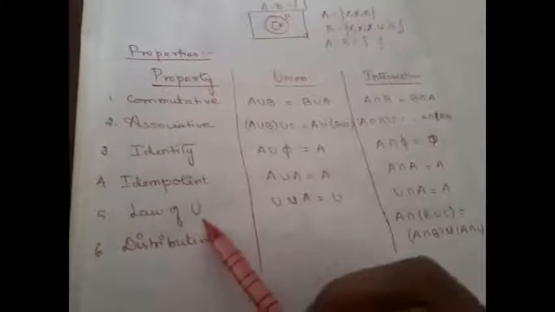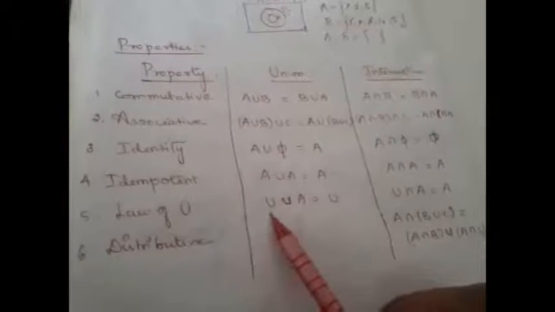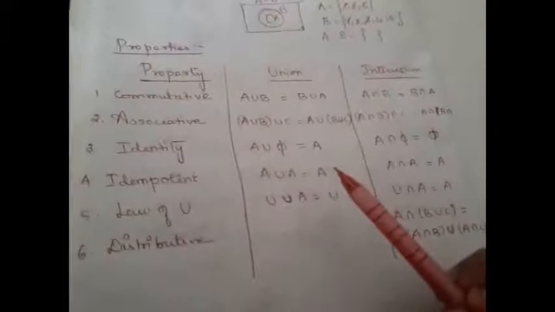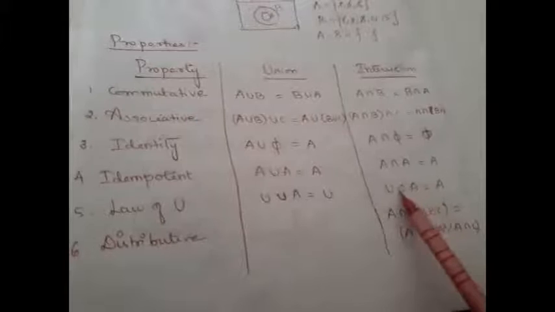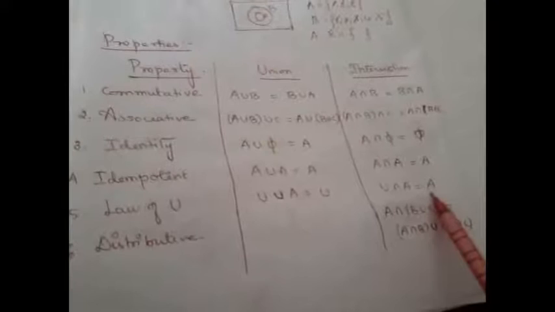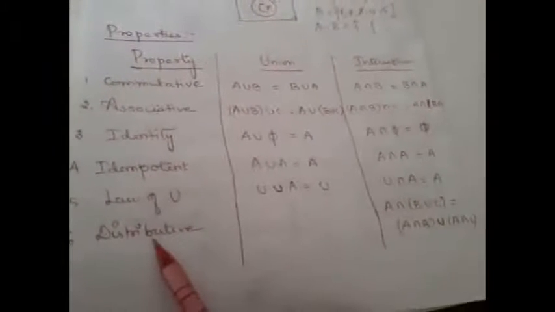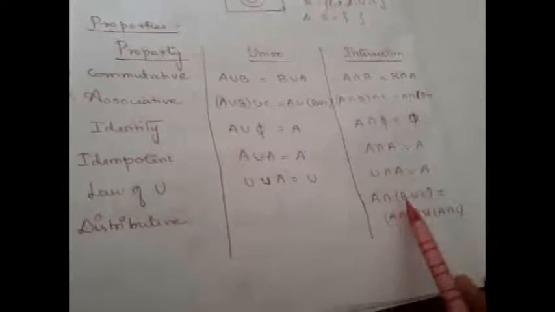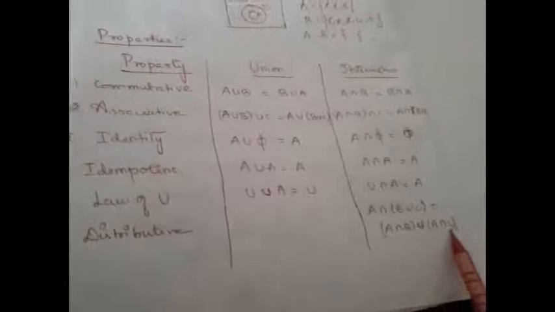Then law of U. U means universal set. What happens if you do union and intersection with the universal set? So U union A will be, when you combine the entire elements in the universal set, you will get, right? So universal set will be your answer. When you do intersection with A, you will get only the A as your answer. So intersection will be always minimal, union will be the maximal. The last one is distributive. This is distributive, intersection over union. So A intersection B union C is nothing but A intersection B union A intersection C.